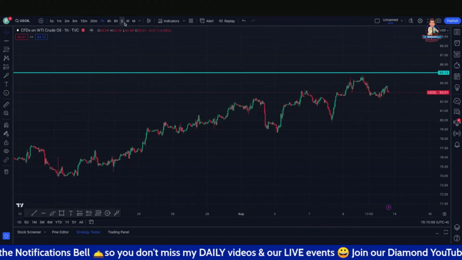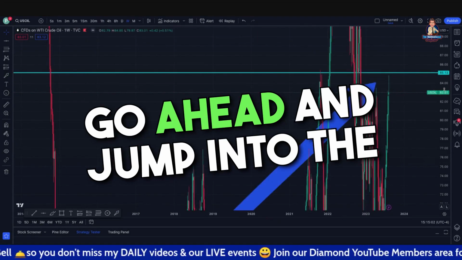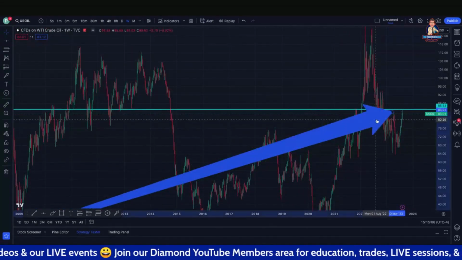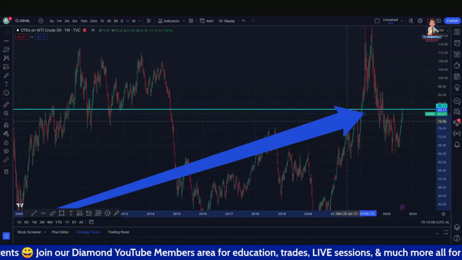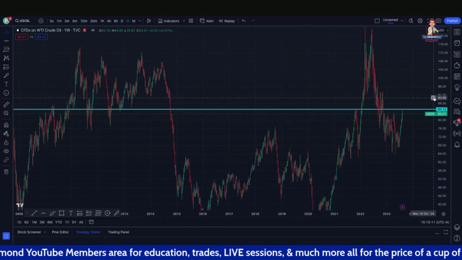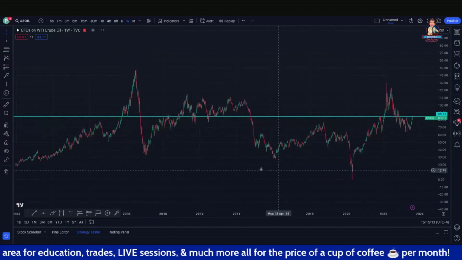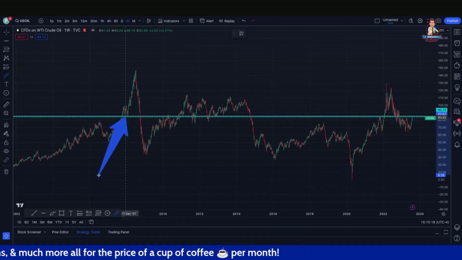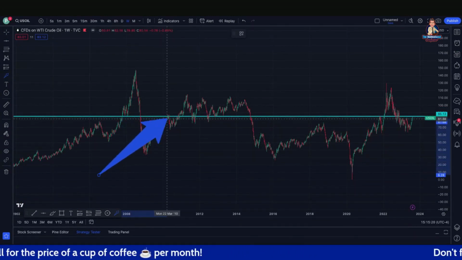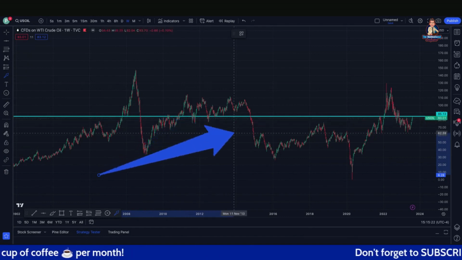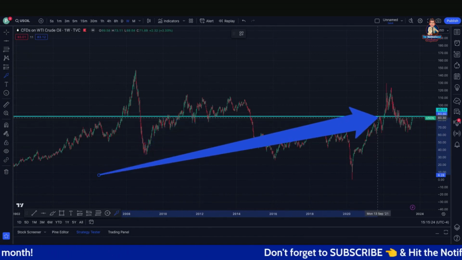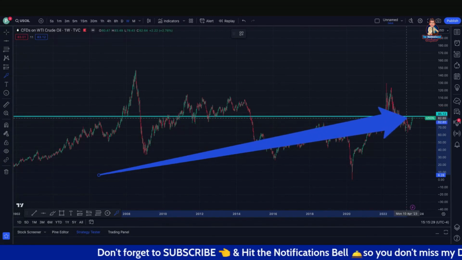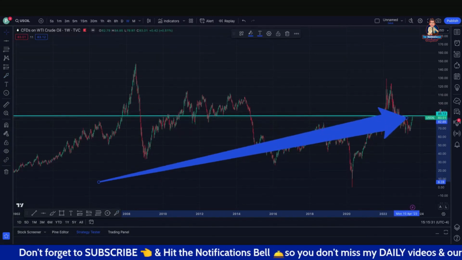Now I want to jump into the weekly time frame, because just like the way we saw it before, the weekly is also going to give us that perspective of support and resistance. We can see here it acted as support. Here we've got resistance. Here we had topside resistance. And here was that area that we just recently rejected on Friday.